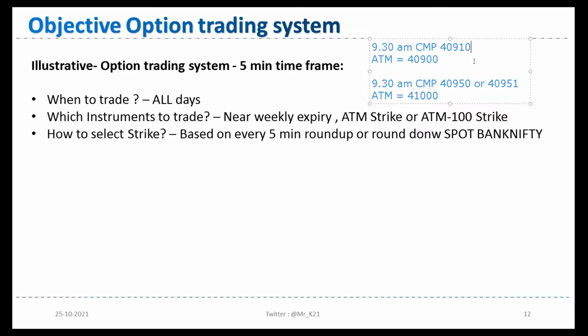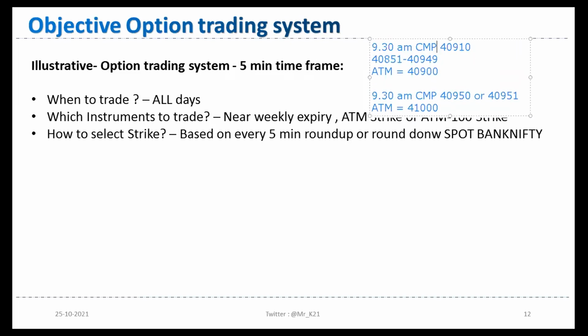So for example, if my CMP is between 40,851 and 40,949, my ATM always remains 40,900. Clear? In this case, if my CMP is from 40,951 to 41,049, between this 100 point range, my at the money would be 41,000 only.